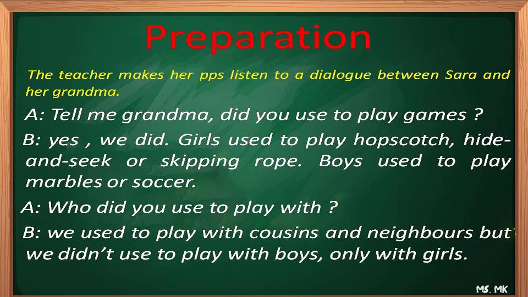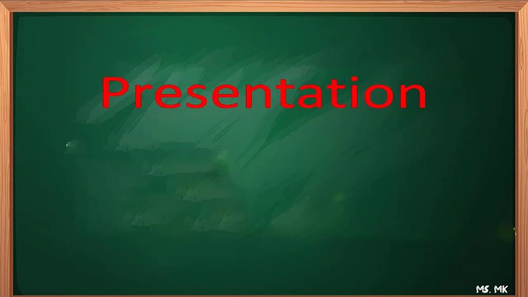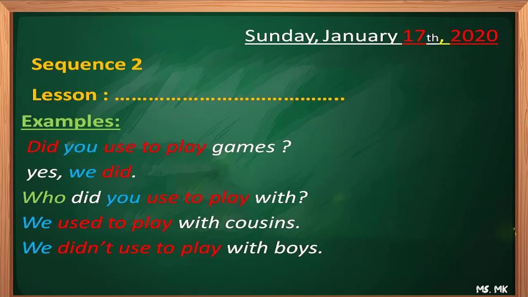After you make them listen, you're going to ask them some questions concerning the script, and then you move to examples. Of course, you write the date and the sequence of the lesson, and you write examples. You leave the title of the lesson empty because your pupils are going to deduce the title by themselves.